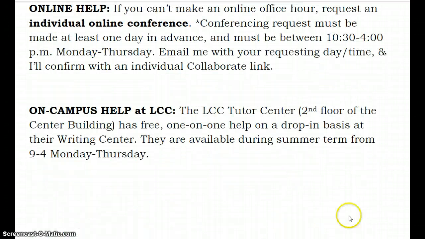And then the last suggestion is, if you happen to be on campus at LCC or in the vicinity, especially if you have other classes, go to the Tutor Center. The Tutor Center is free. It's available on a drop-in basis. I give you the location and the hours. So you really do need to make use of help either online or on campus.